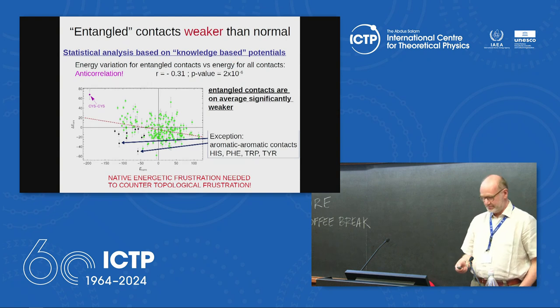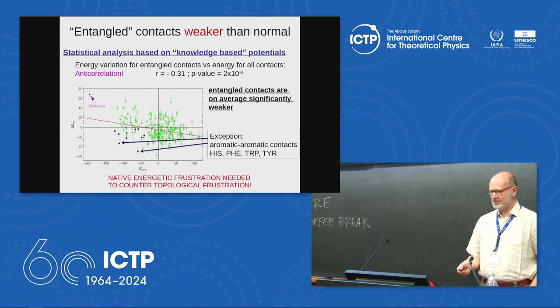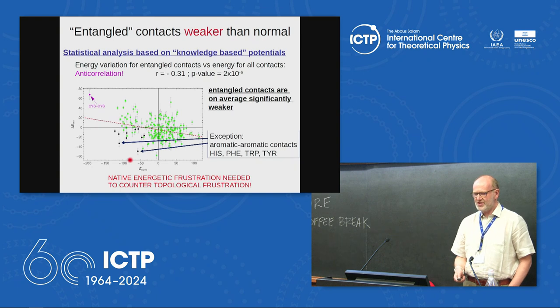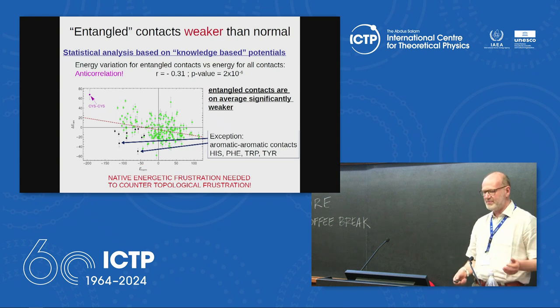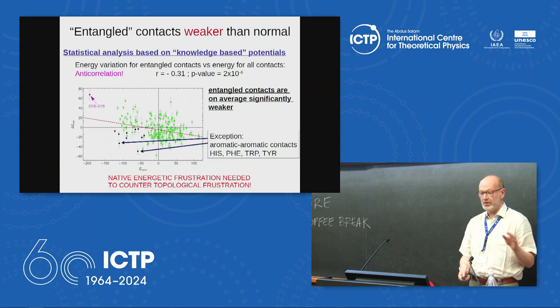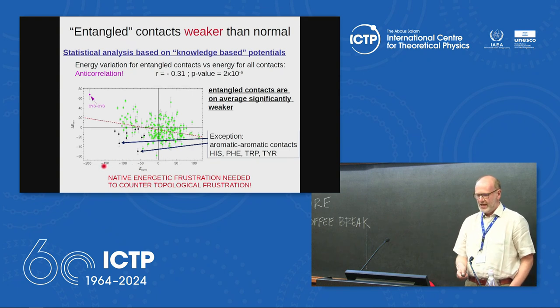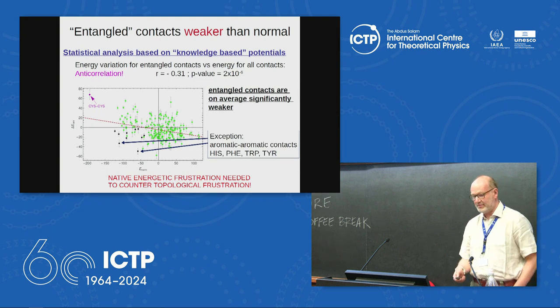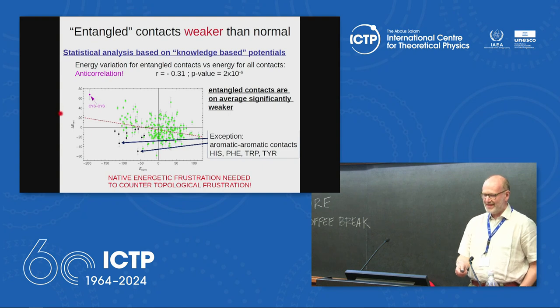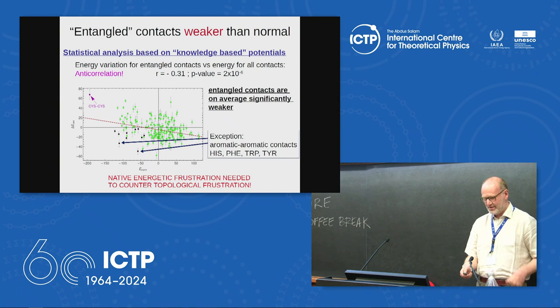On the y-axis, we use knowledge-based potentials. We already heard about statistical potentials or knowledge-based potentials, I think, yesterday morning. Essentially, this number is a measure of how enriched a given amino acid pair is found in the ensemble of all native contacts, with respect to some reference state. I will not tell you in detail what reference state we chose. The point is, the lower this number, the more enriched we find that given pair of amino acid types in the ensemble of all contacts. On the x-axis, we measure the energy difference when we restrain the analysis to the set of entangled contacts.